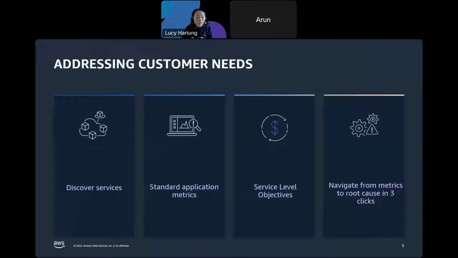And then last but not least, obviously ease of use. We want to give you a capability or solution that you can use to really get down to the root cause of the issue in 3 seconds. And that's something we're really excited to share with you today.